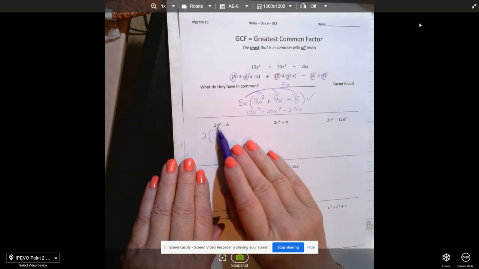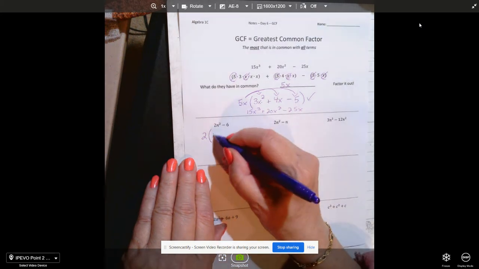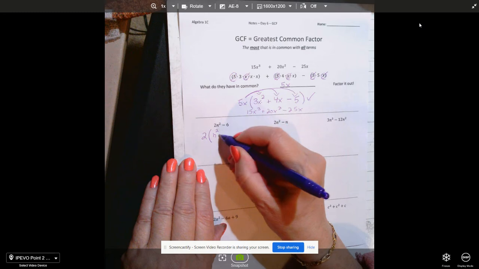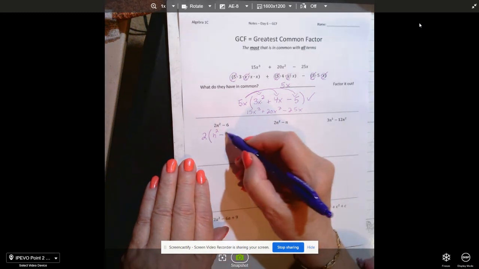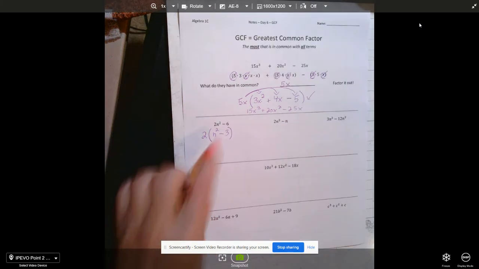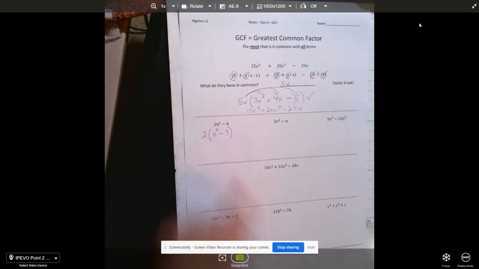So if I take 2n squared and divide out a 2, I'm only left with n squared. I'm going to bring down the sign. If I take a 6 and divide it by 2, I'm left with a 3. So then this is factored.